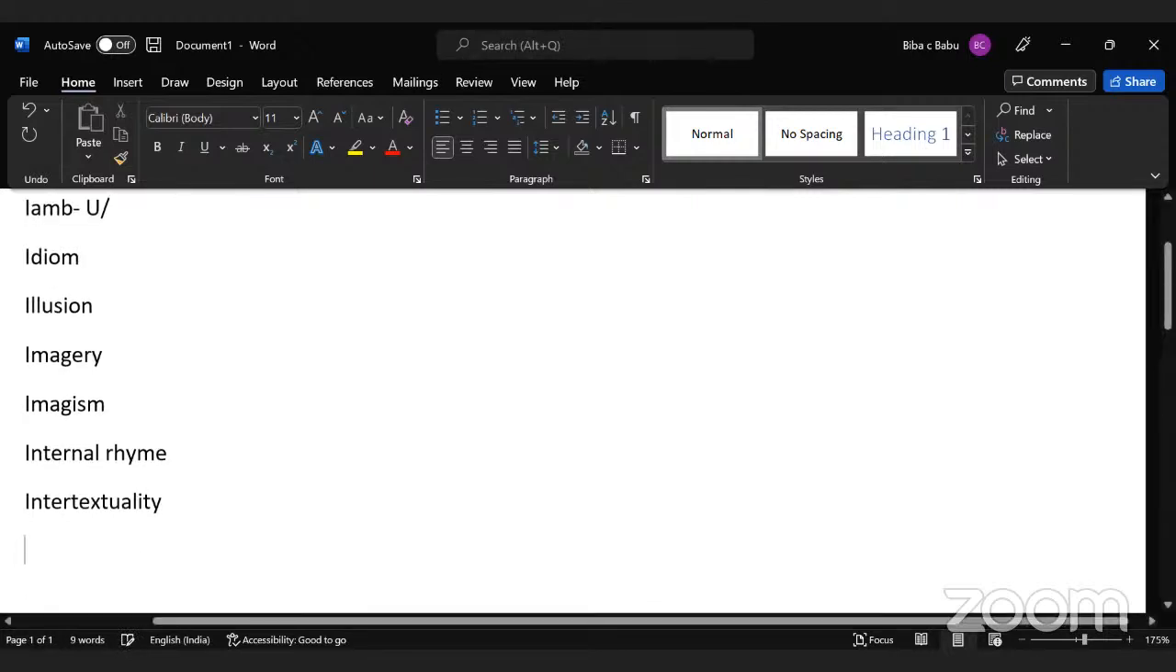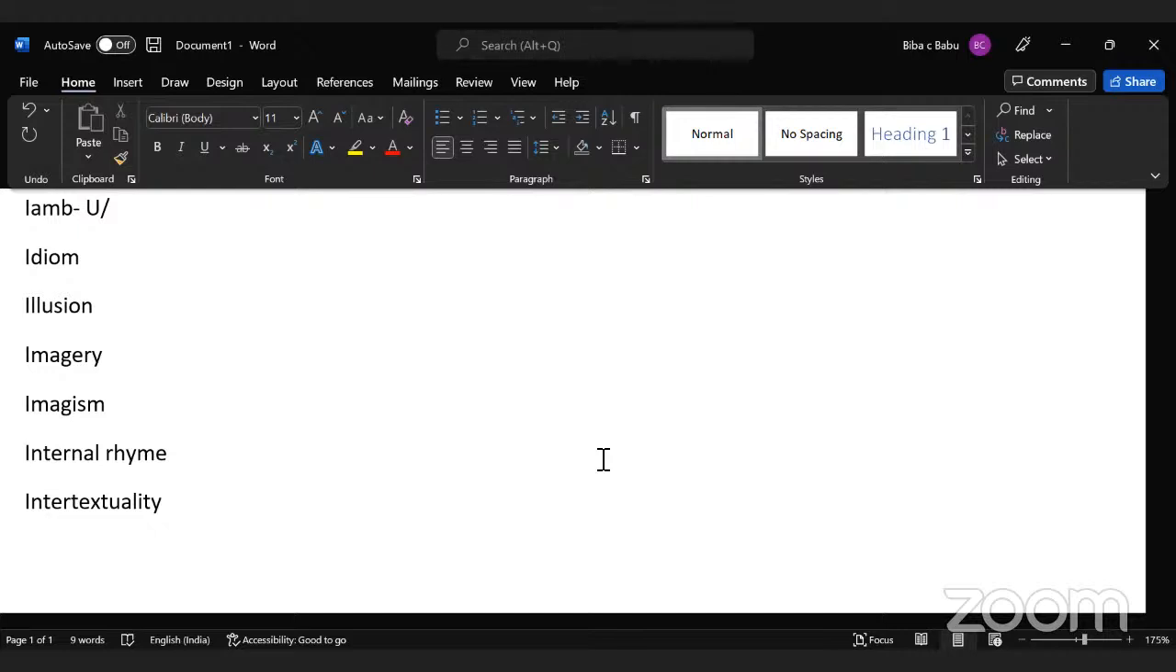intertextuality. Intertextuality means, inter means in between, I mean among. So when an idea, concept or ideology of another text is written into a new text, it is called intertextuality. There's a reference. There will be a reference to another text in a new text.